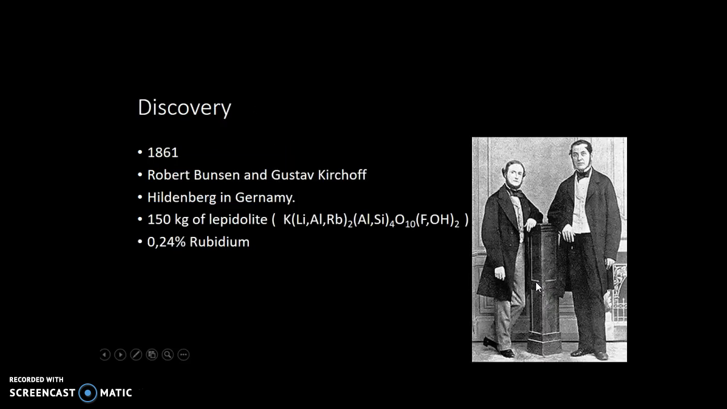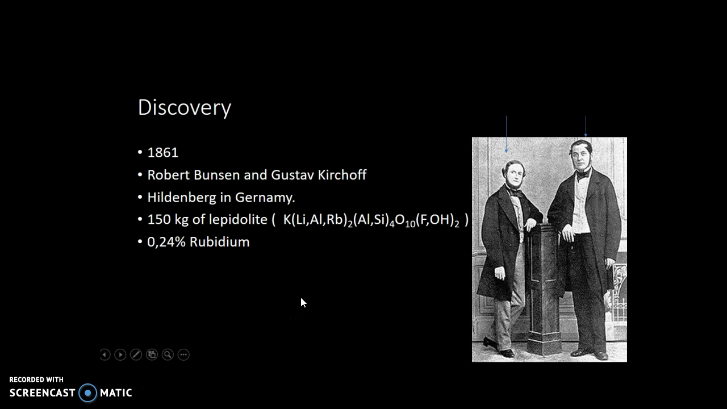Then I want to tell you about the history of rubidium. Rubidium was discovered in 1861 by Robert Bunsen and Gustav Kirchhoff. You see Gustav Kirchhoff here on the left, and Robert Bunsen here on the right, in this picture. Two men, both from Germany.